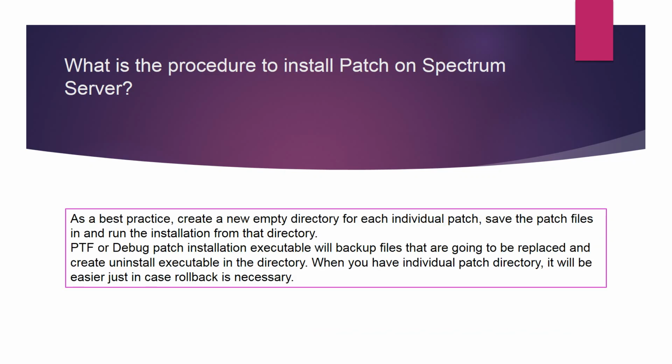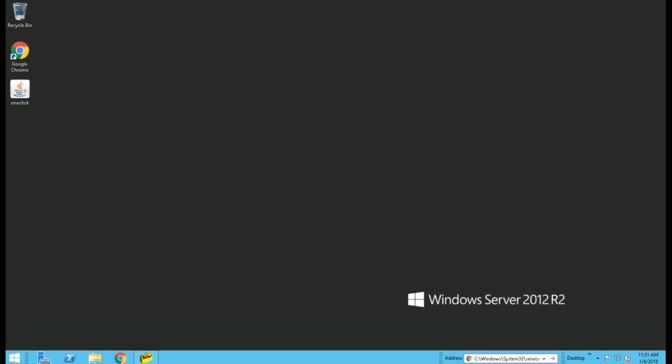As a best practice, create a new empty directory for each individual patch, save the patch files in it, and run the installation from that directory. The PTF or debug patch installation executable will back up files that are going to be replaced and create uninstall executables in the directory. When you have the individual patch directory, it will be easier in case rollback is necessary. Let's have a quick look at the demo part now.